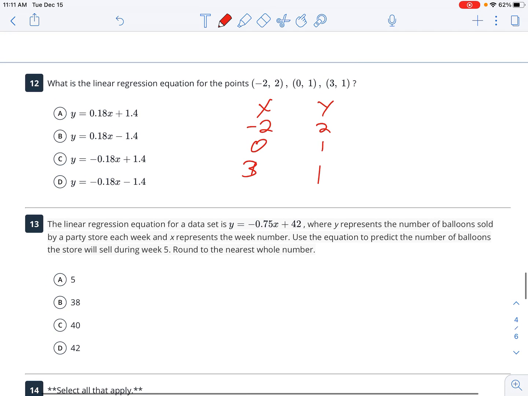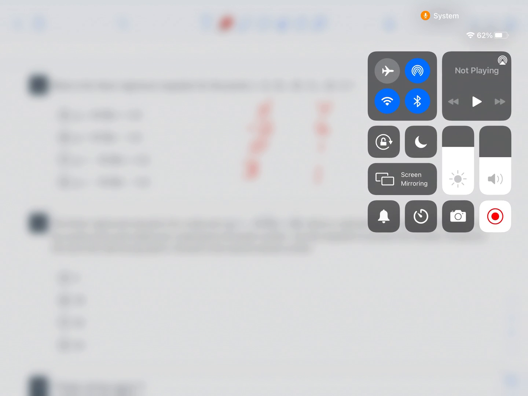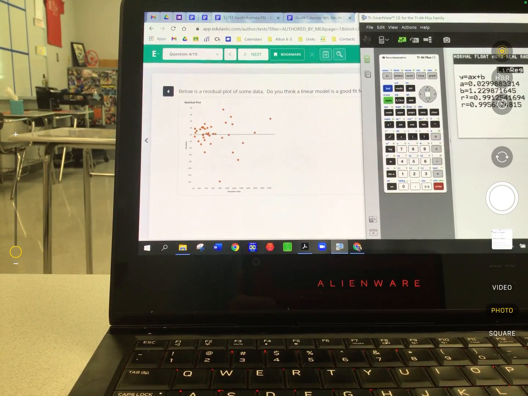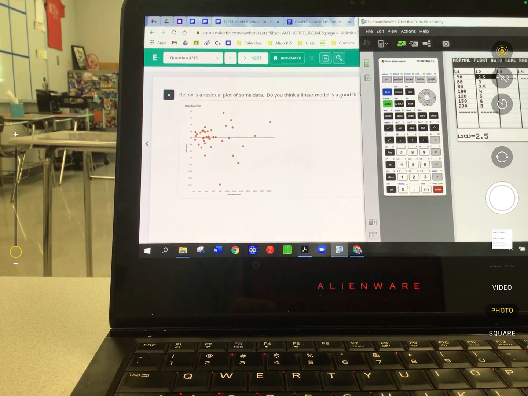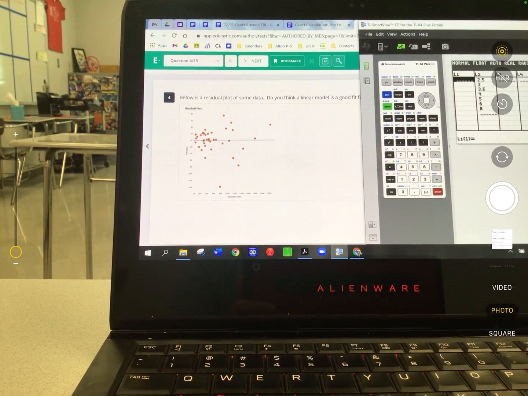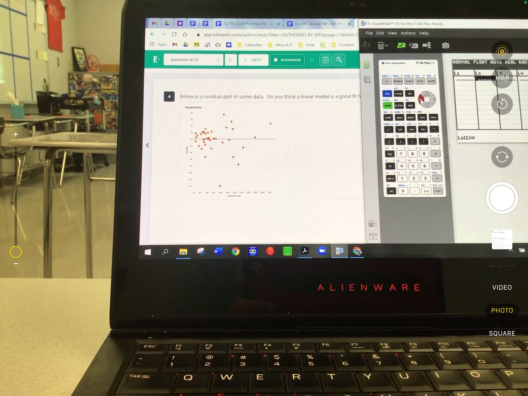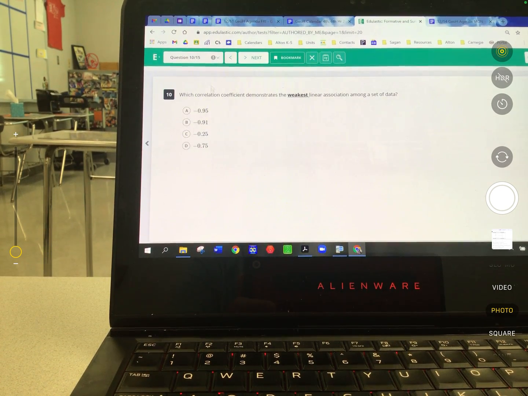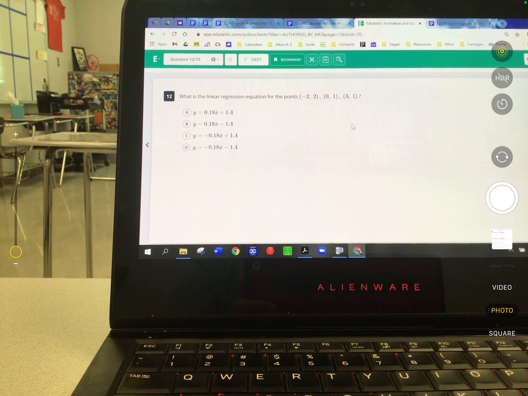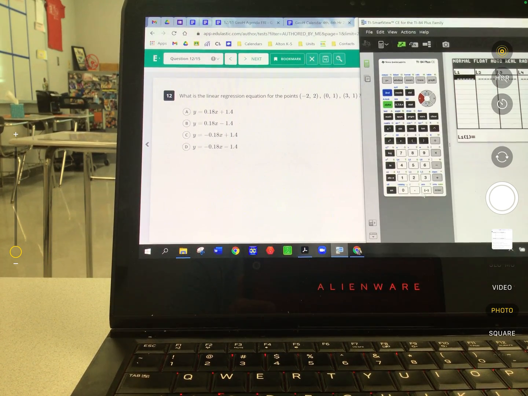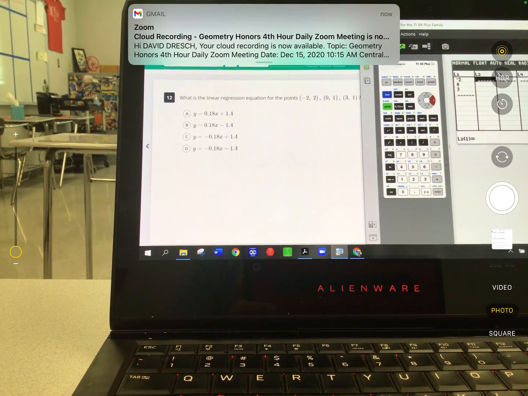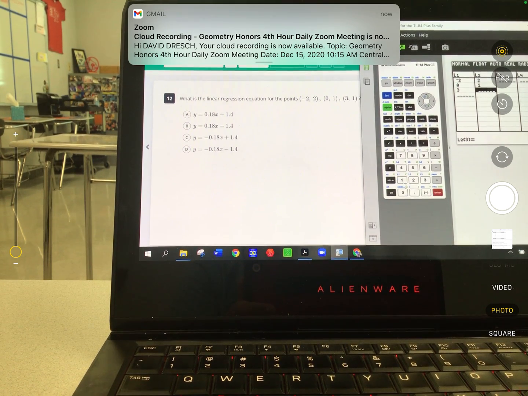Okay, so let's go ahead and punch in number 12 then. So let me go back to my calculator. You should be punching in L1 there and L2. So let me bring up my calculator. All right, stat, I need to clear out things. You might need to as well, or you can just shut down your calculator and turn it back on. My L1 was, which question was this? Nope, it's number 12. Yep. My L1 was negative 2, 0, and 3. And my L2 was 2, 1, and 1.